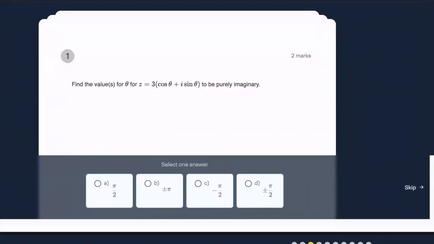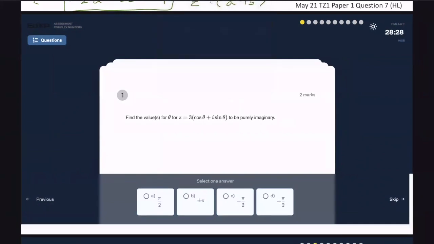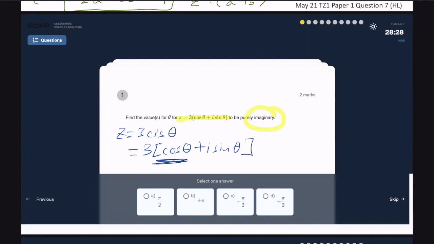Okay, so this is for complex numbers. This is one of the questions in our database, so let's have a look. Find the values of theta for z equals 3 cis theta to be purely imaginary. So we've already done this just now in question 1. Z equals 3 cis theta. If I were to show this very clearly, it's 3 cos theta plus i sine theta. Always remember that this is the real part and this is the imaginary part. For this to be purely imaginary, the real part of the complex number must equal 0. So 3 cos theta must equal 0.